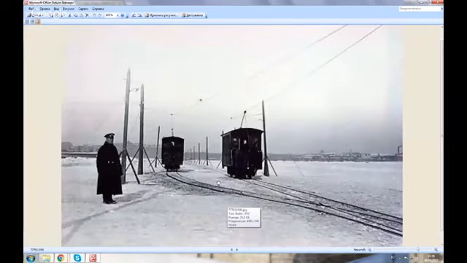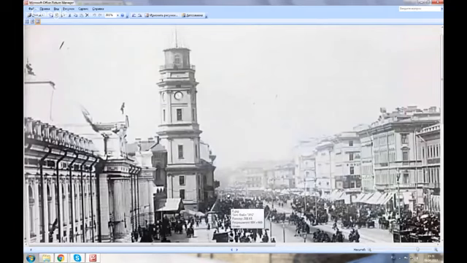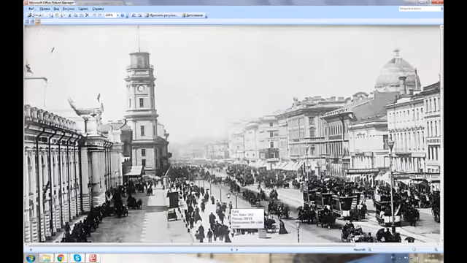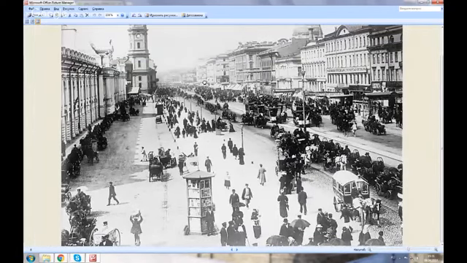And this one is interesting too. They had tramways on the ice of the river. So this was a temporary technology to cross the river in places that didn't have any bridge. So it's pretty interesting. And again, a picture of the 20th century. You can understand how many people were supposed to live in St. Petersburg.